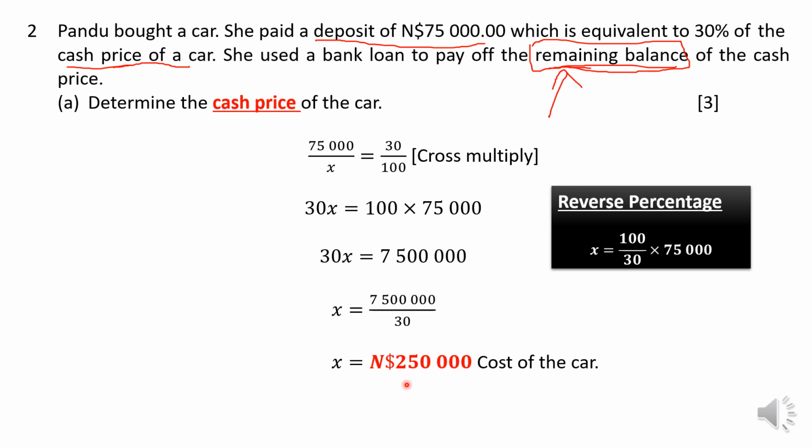But now we know what the cost price of the car is. The cost price of the car is nothing but 250,000. So remember this, because we are still supposed to find the remaining balance, which means we have to play around with the 75,000 and the 250,000.